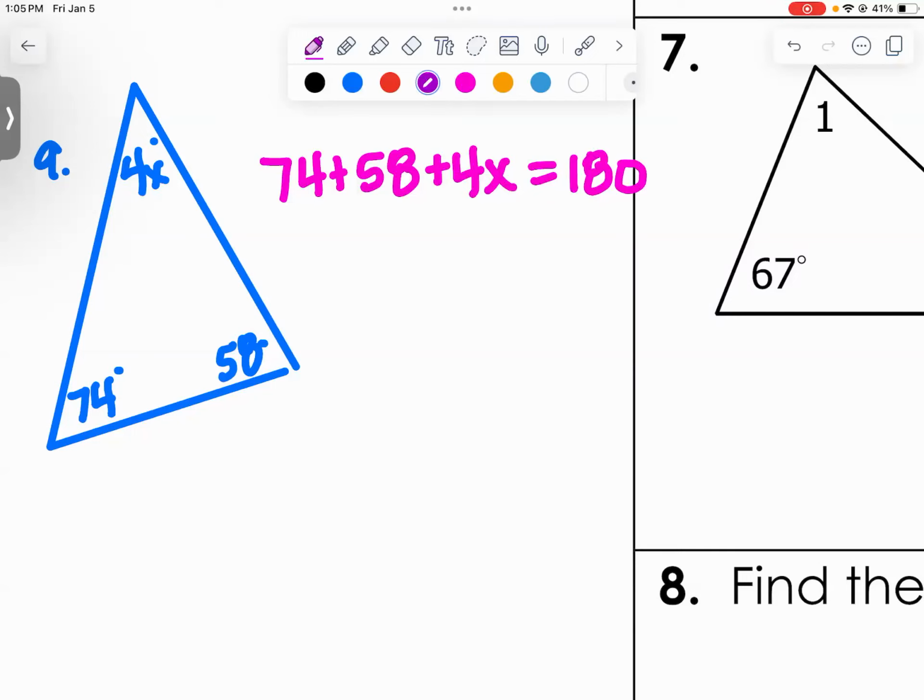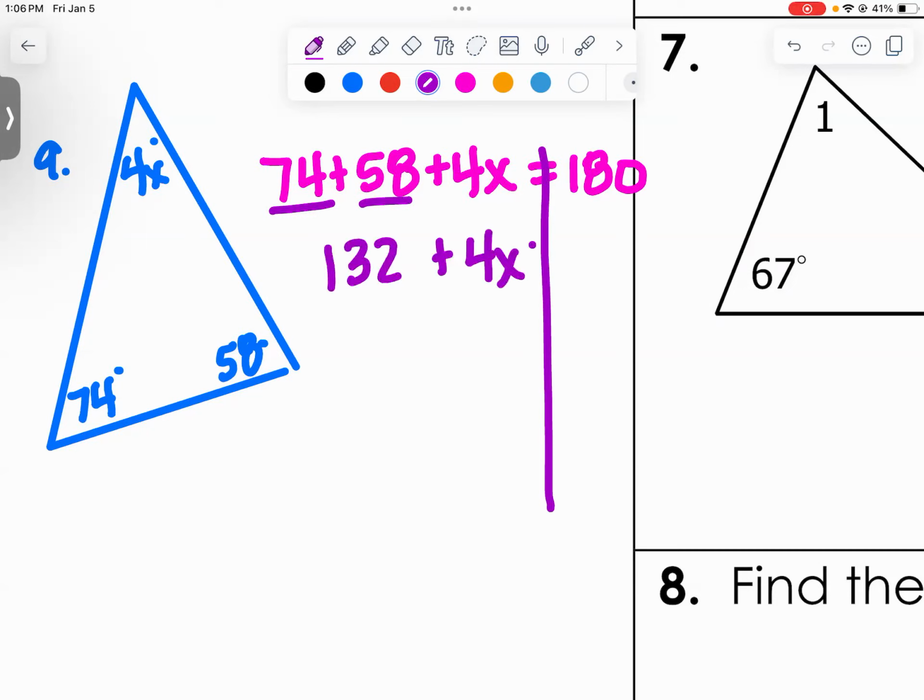Just like you did on that green piece of paper, we can take 74 and 58 and add them together. I don't want to add those in my head. What is it? 132. Austin, what are we going to do with the 132? Minus. Okay, so just like in our other problems, we need to subtract 132.